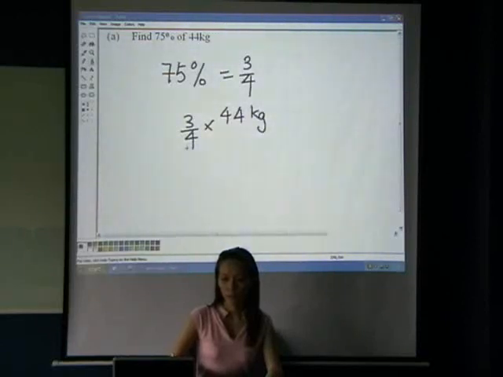Then we reduce whatever we can. We divide the 4 by 4 to get 1. Then 44 divided by 4 we get 11. The answer that we will get is 33 kg.